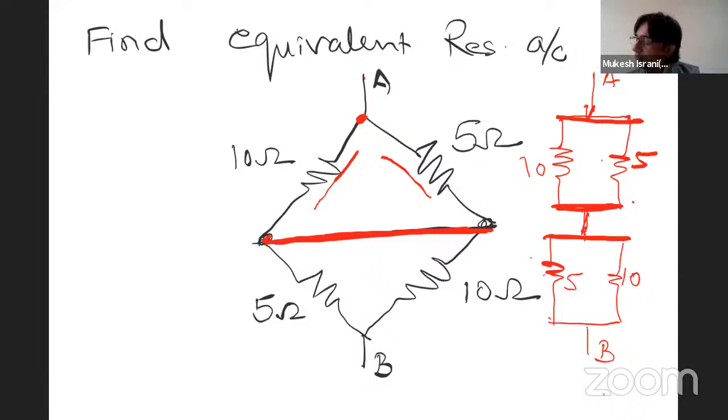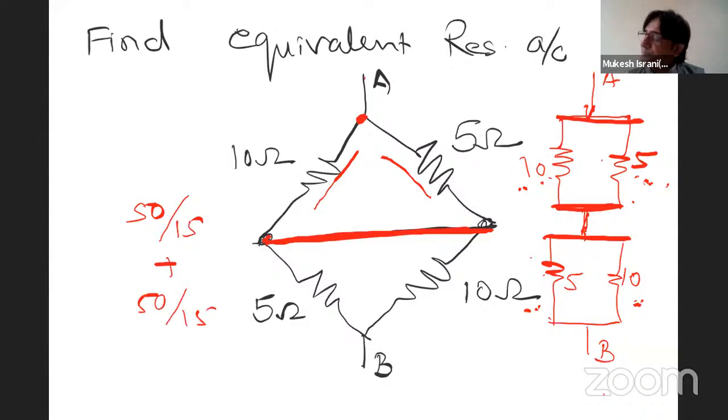You can see now that this 10 and this 5 are in parallel. Am I right? And this 5 and this 10 are again in parallel. So 10 and 5, if you want to know how much will be the answer, I have already given you a short formula, R1 into R2 upon R1 plus R2. So it will be 10 into 5, which is 50 upon 15. And it will be in series with 50 upon 15 again, right? So the answer will be how much? 100 by 15, which is 20 by 3. Everybody has put the answer as 20 by 3.